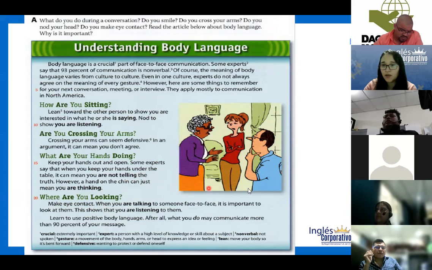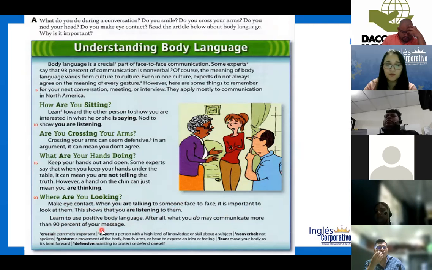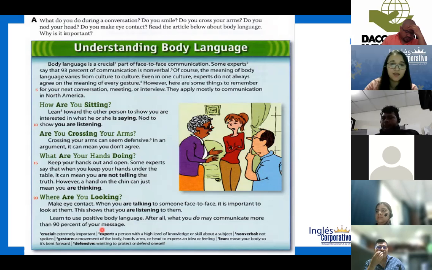Where are you looking? Can you help me, Jorge? Eye contact. When you are talking to someone face to face, it is important to look at them. This shows that you are listening to them. Learn to use positive body language. After all, what you do communicates more than 90% of your message. Look, la gente percibe, what people perceive is 90%, right? As you can see here, it is important to pay attention to people and look at them eye to eye, right? Okay, this is very interesting, right?